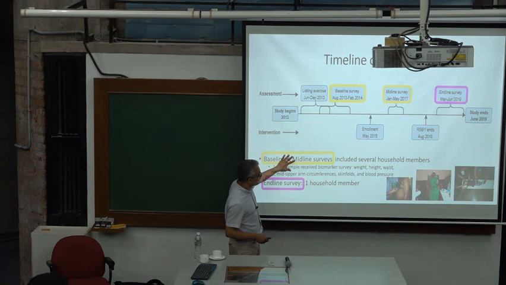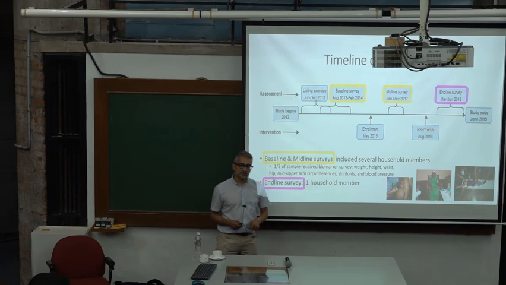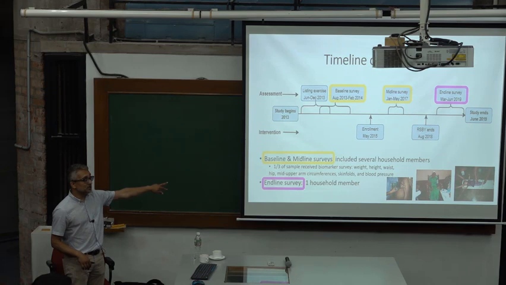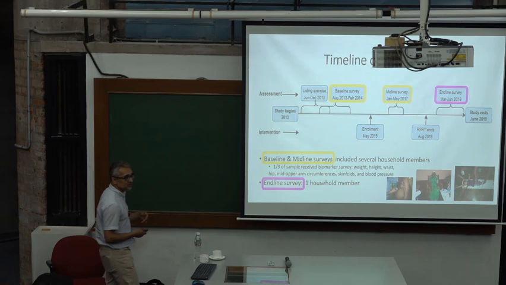The other change at end line is that at baseline and midline we basically interviewed one male, one female, and a child. We don't actually interview the child; we talk to the mom. But at end line we only interview one household member. Sometimes it's a male, sometimes it's a female. We try to prioritize the male, but when we didn't get him, we got the female, and we marked that down, so you'll be able to see both male and female results separately.